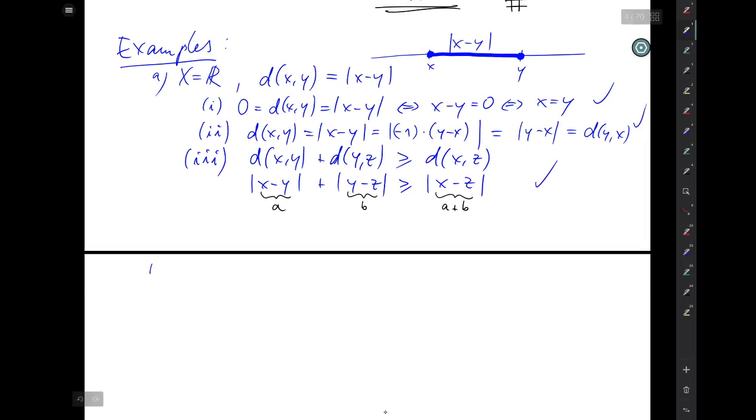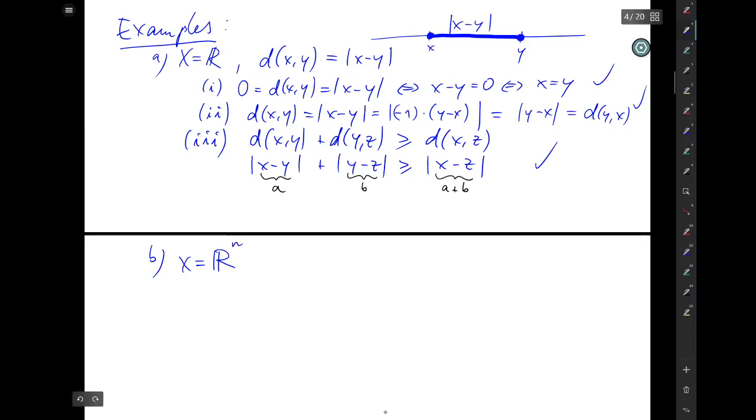Let's look at something more interesting. So the next example could be R2. So it's getting a bit higher dimensional. Or let's get crazy. Let's just get R to the power n. How could we choose the distance of 2 points x and y here?